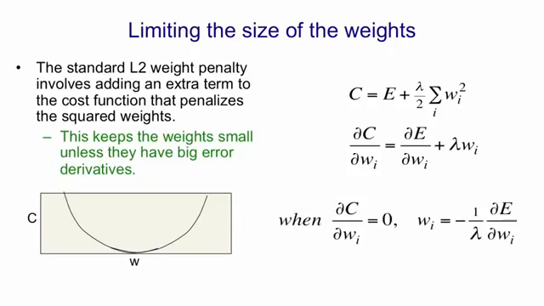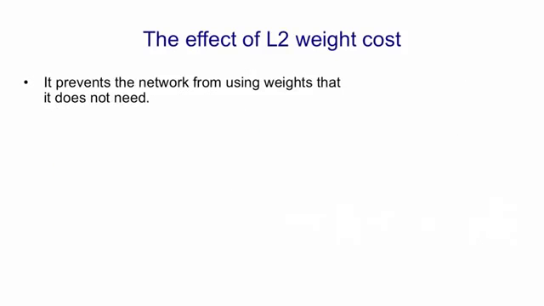That derivative will be 0 when the magnitude of the weight is 1 over lambda times the magnitude of the derivative. So the only way you can have big weights when you're at a minimum of the cost function is if they also have big error derivatives. And this makes the weights much easier to interpret. You don't have a whole lot of weights that are large but aren't doing anything. The effect of an L2 penalty on the weights is to prevent the network from using weights that it doesn't need.